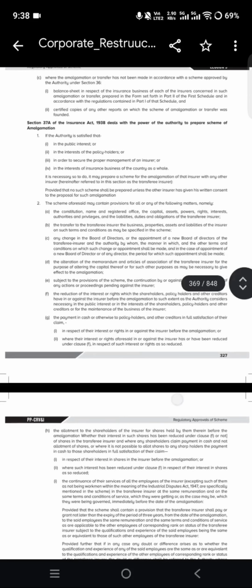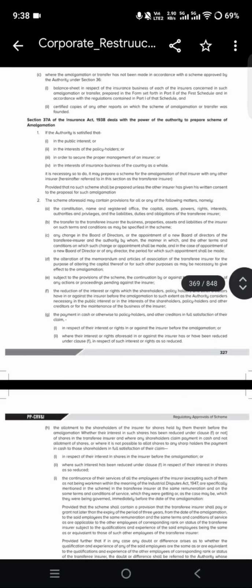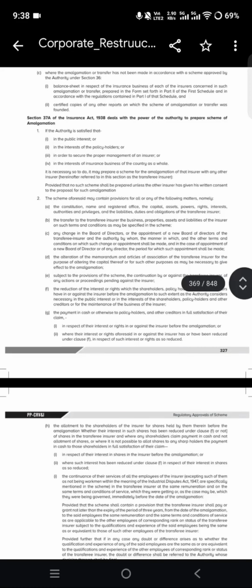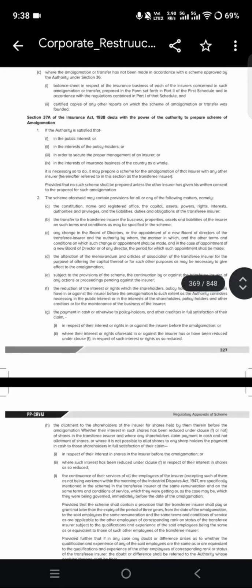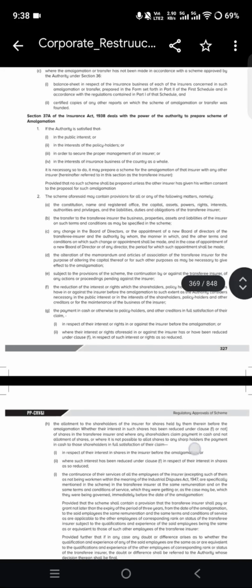And not allotment of shares, where it is not possible to allot shares to any shareholders, the payment in cash to those shareholders in full settlement of their claim in respect of their interest in shares in the insurer before amalgamation, where such interest has been reduced.